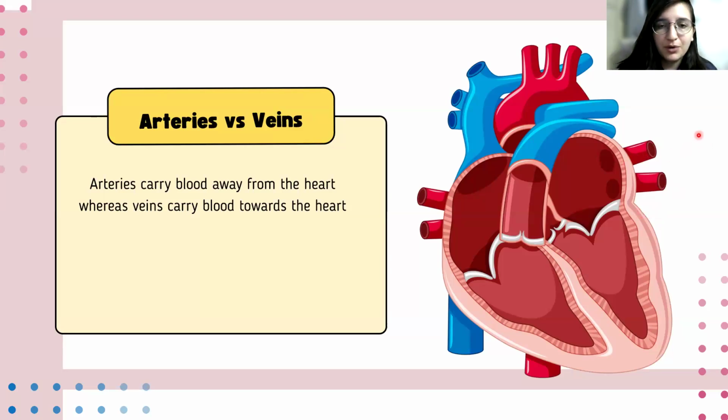The veins are the ones that bring the blood back to the heart. So the ones carrying the blood away from the heart are called arteries, and the vessels that are bringing the blood back towards the heart are called veins. Is that clear? Because you need to know this information. Again, the arteries carry blood away from the heart. Remember the A for away. And veins bring blood back to the heart.